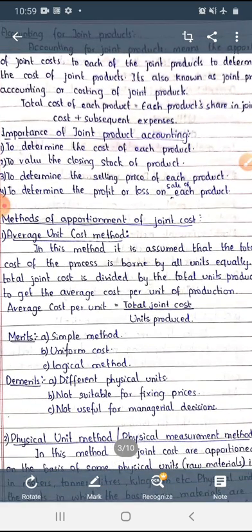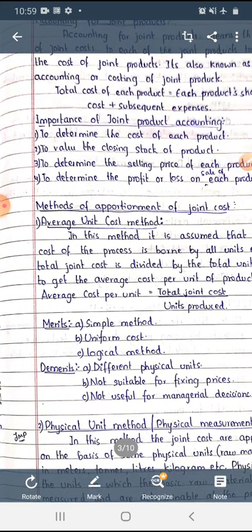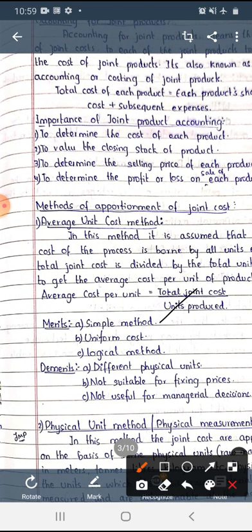Under the merits, this is a simple method. It is simple and gives a uniform cost, taking the averages, so the cost of each product is similar, and it is a logical method. There is a logic, right? Then the demerits.